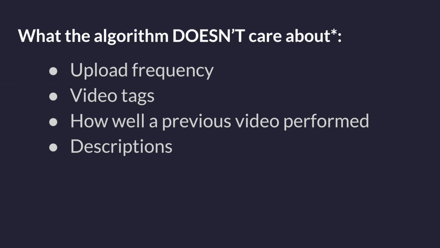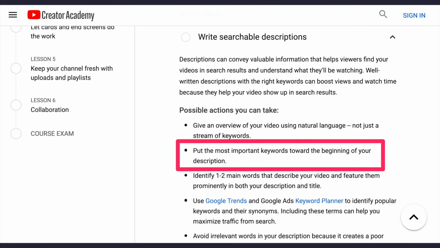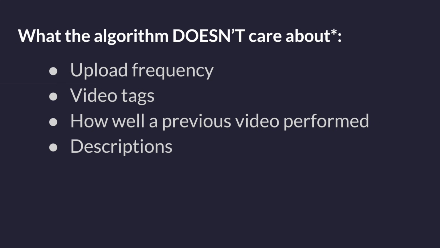Descriptions. These do matter to the algorithm a little bit. Just very little compared to click-through rate and average view duration, which is what I'm going to talk about later, of what the algorithm does care about. According to YouTube, the first few lines of a description can be important, especially for searches. So you should fill the first sentence with as many relevant search terms as possible. When search terms are lower down in the description, they count less to the algorithm.